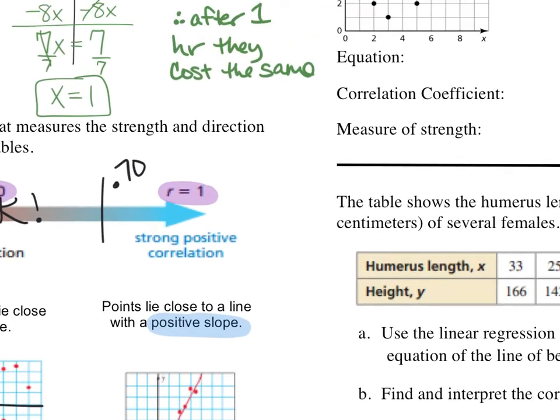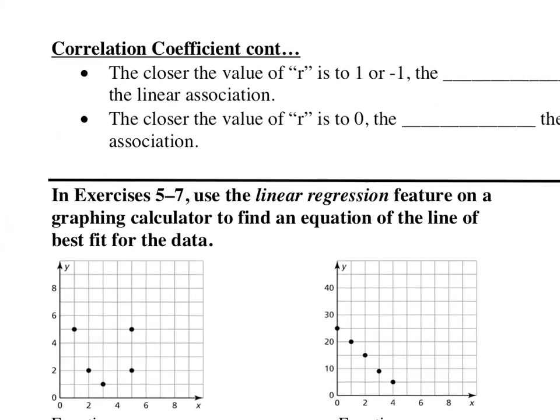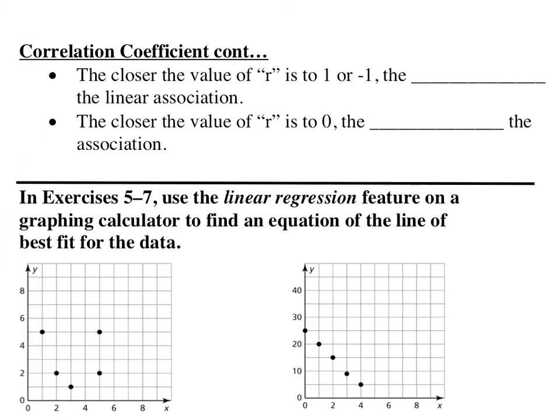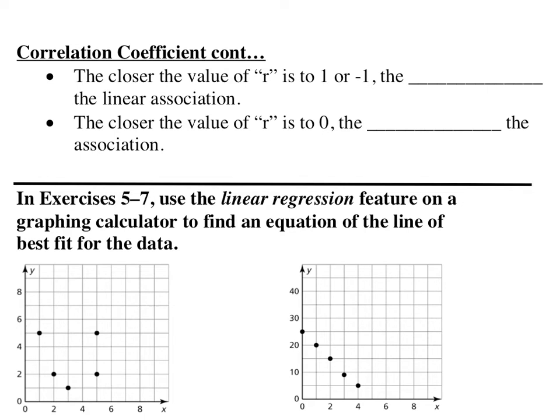Ooh, we're done writing on the spiral page. The last little piece of info here is exactly what I just said. The closer the value of r, not r squared, notice it's just r, the closer that r value is to 1 or negative 1, the stronger the linear association. So you would say, yes, it's a line. The closer the r value is to 0, the weaker the linear association.